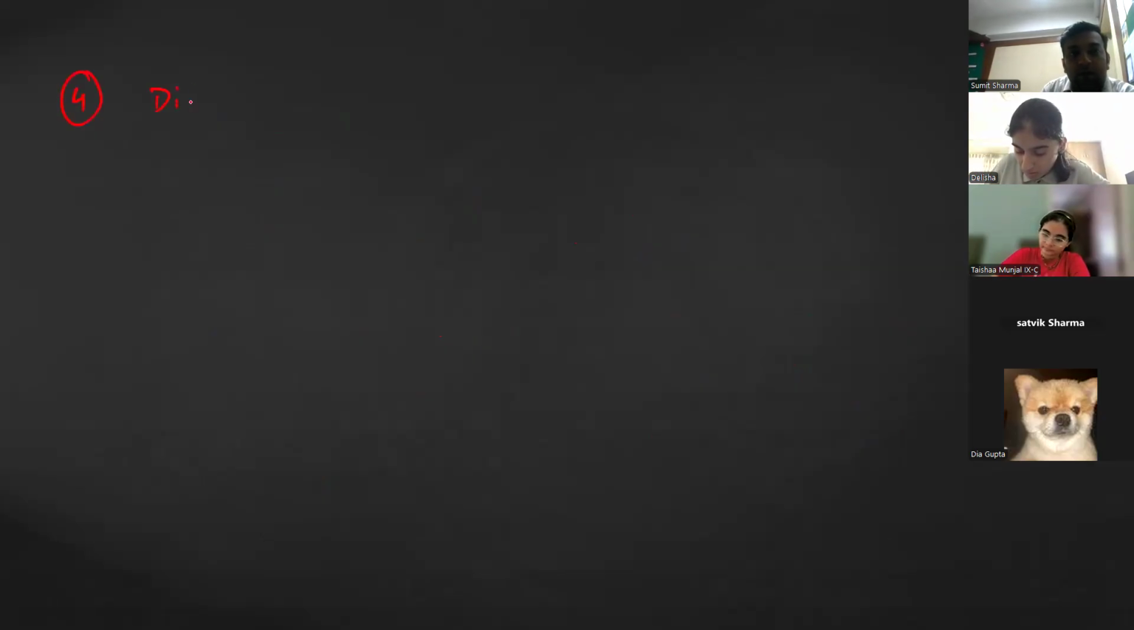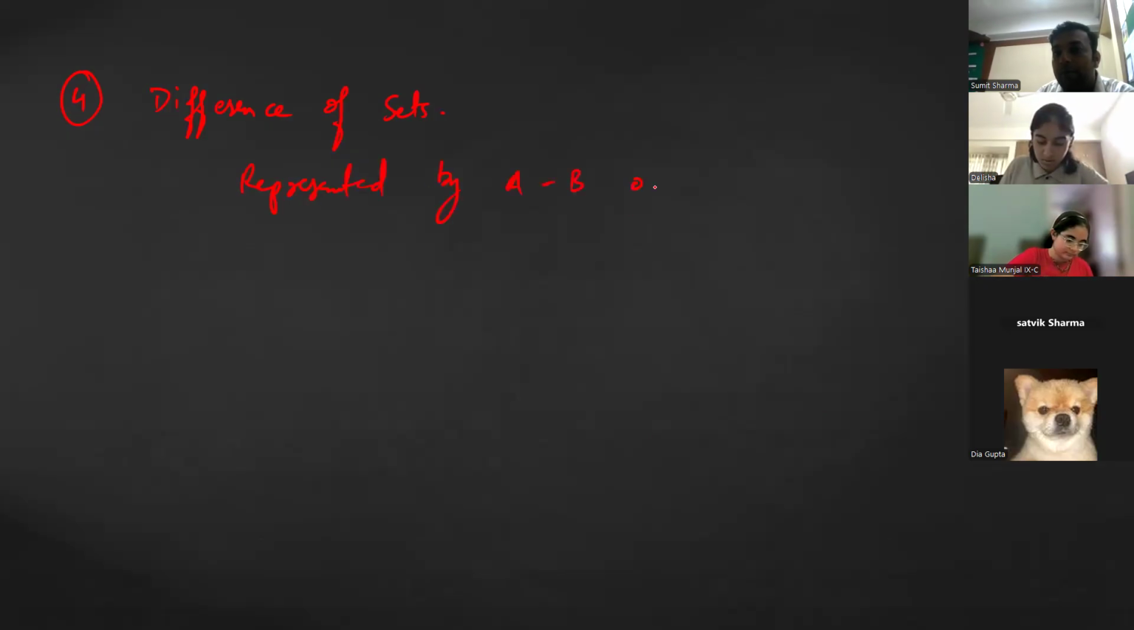Fourth is difference of sets. The difference of sets is basically represented by either A minus B or B minus A. That depends on the question. Let us understand this through an example. For example, if you have a set A, 1, 2, 3, 4, 5, and there is another set B, which is 2, 4, 6, 8.